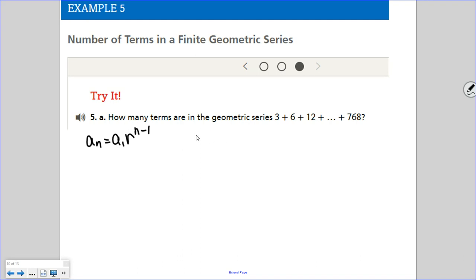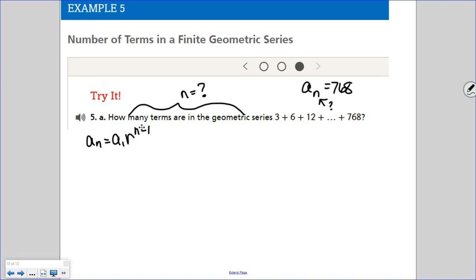All right, so in example 5, we are asked how many terms are in this series. So I have the first term, I have the last term, and I want to know how many terms there are. So I could continue the pattern and fill in the blanks and just count, or I can use this information right here and figure out how many terms are in the series. So if I can solve for n, which would be the number of the term, because I want to know if 768 is the last term, then I want to know how many terms there are to get that.